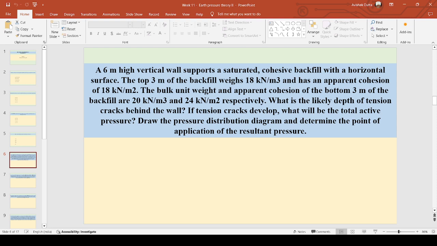What is the likely depth of tension cracks behind the wall? If tension cracks develop, mark this part very carefully. I have asked if tension cracks develop, what will be the total active pressure? So, this question is asking you to find out the total active pressure considering the fact that tension cracks had already developed. Okay, this part is important. With this, draw the pressure distribution diagram and determine the point of application of the resultant pressure.